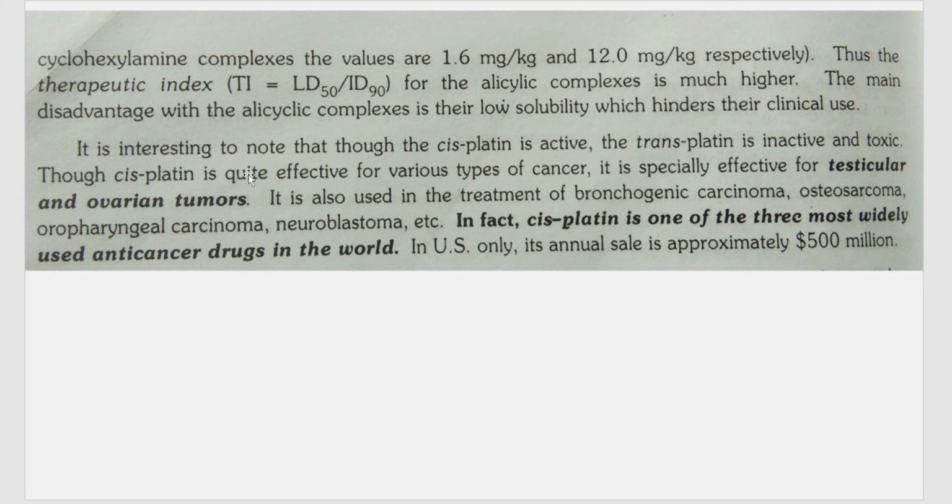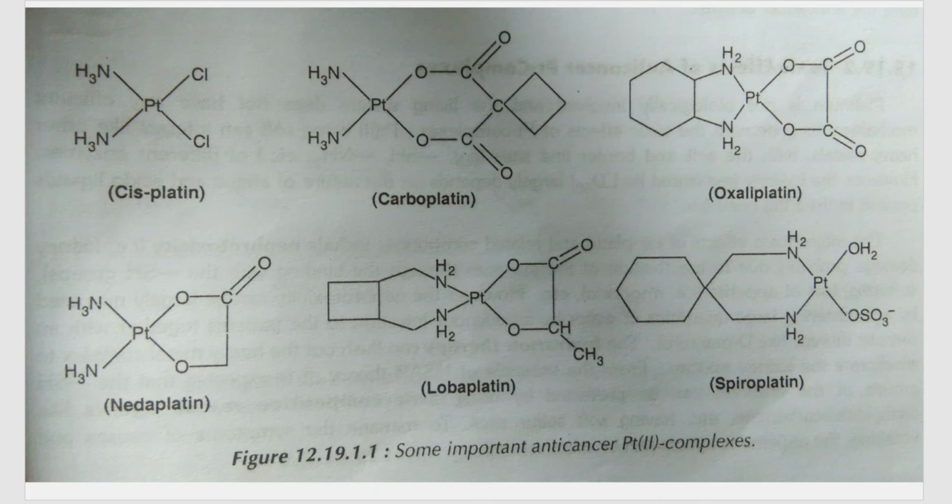Okay, and cisplatin, it is effective for treating various cancers, especially testicular and ovarian tumors, and it is one of the top 3 anti-cancer drugs used throughout the world. So these are some examples of cis forms of platinum complexes which are used as anti-cancer drugs, and these are the two major ones, that is cisplatin and carboplatin. These two structures are important, you need to know them. So the most widely used among all of these are cisplatin and carboplatin.